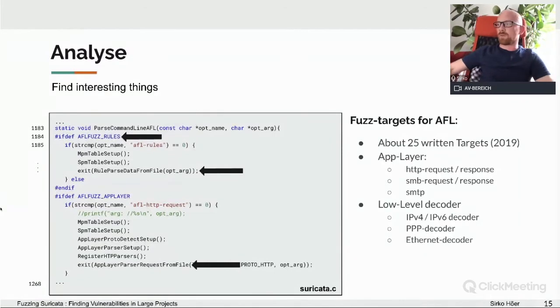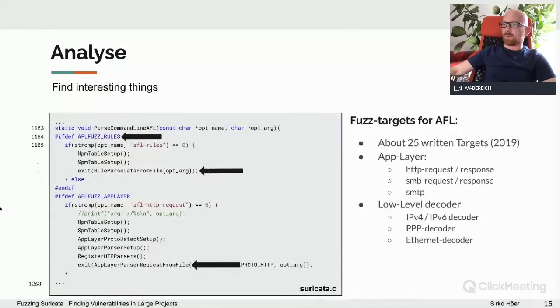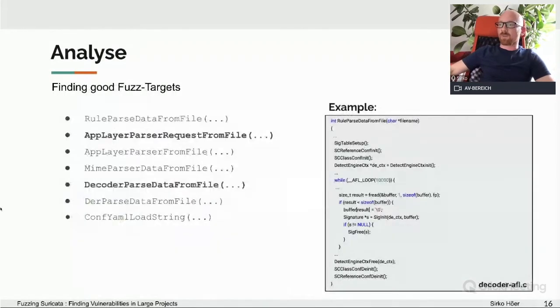They also cover low-level decoding, like the IPv6 or IPv4 decoder, or the PPP decoder, or in this example, the Ethernet decoder. Some other low-level protocols are also decoded. And because of their many targets and their many APIs, in the first step I concentrate on only two API functions, the app layer parser and the decoder parser. For this, the developers implemented other functions, like app layer parser request from file, for example, or rule parser data from file. These are self-implemented functions that use AFL loops to read buffers from a file and put them into the engine.